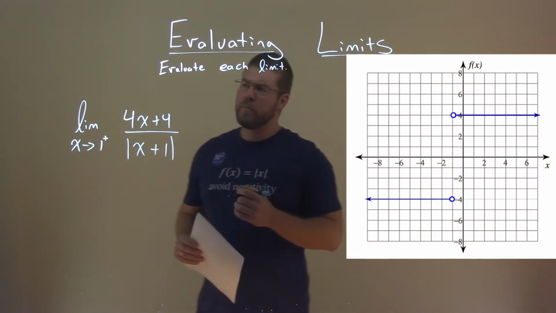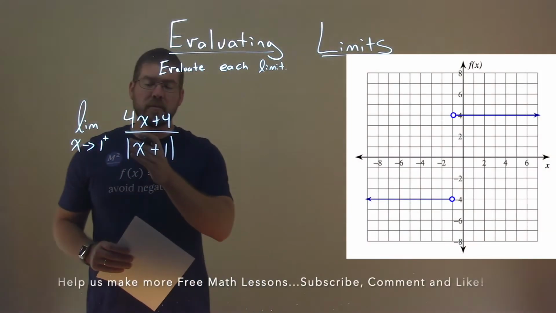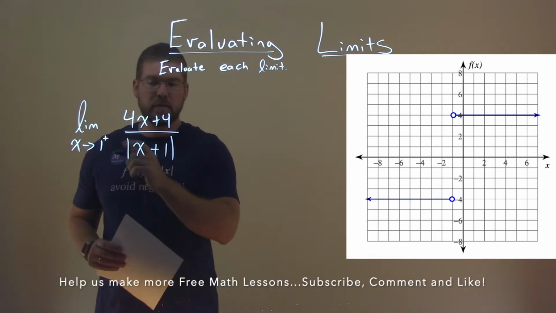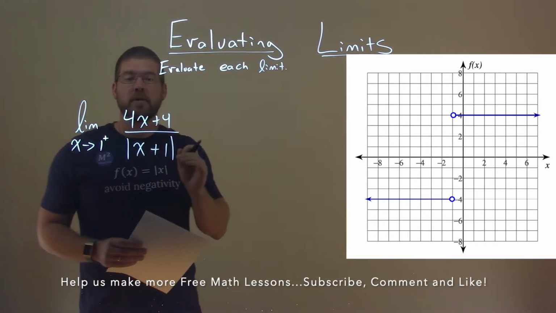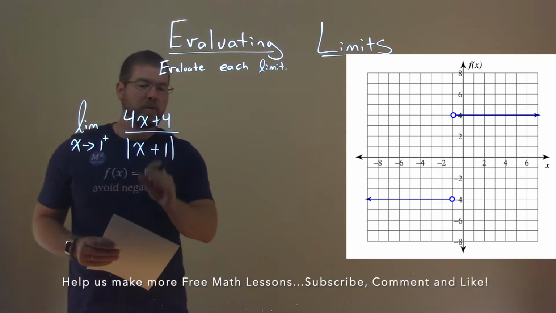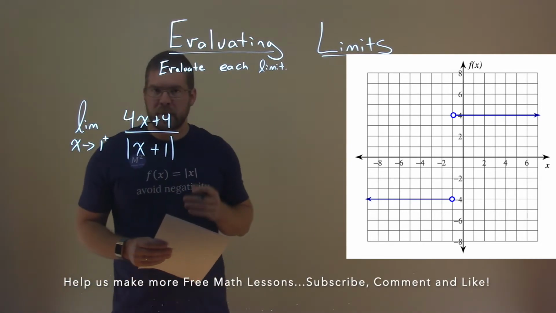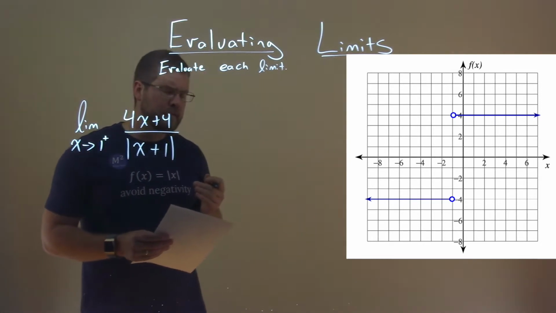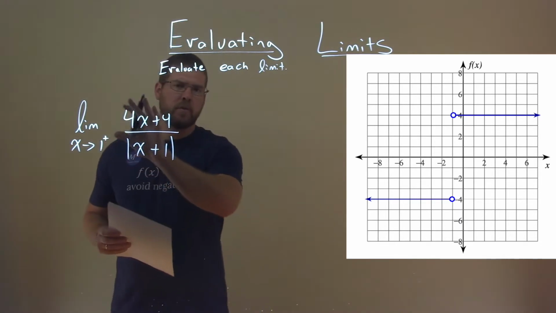We're given this problem right here. The limit as x approaches 1 from the right, the plus sign there, of 4x plus 4 over the absolute value of x plus 1. Now we have that graph right here given to us. But what do we have to interpret with this problem?